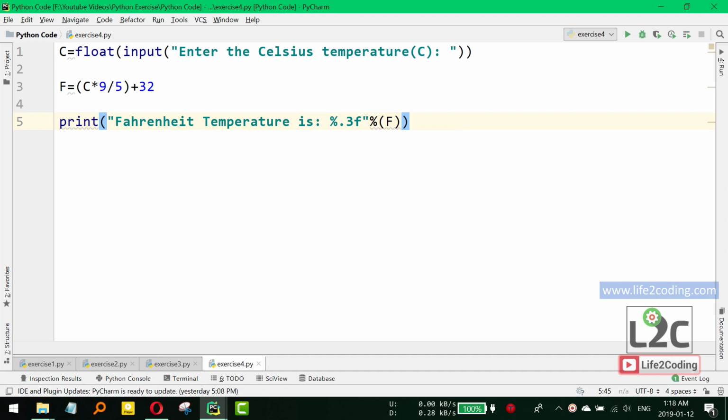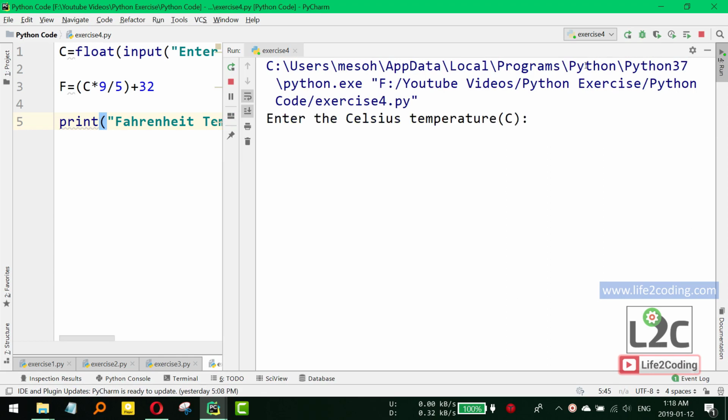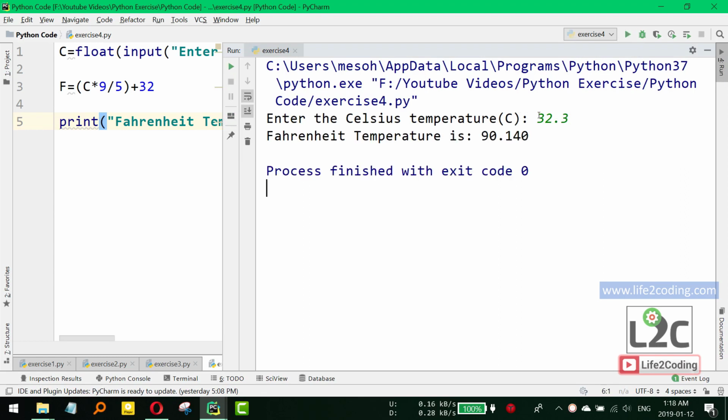And if we now run it, so suppose we would like to give 32.3, suppose, whatever. So as you can see, the Fahrenheit temperature would be like 90.140, and it is displaying the Fahrenheit temperature up to 3 decimal point. And that's it. How to convert the Celsius to Fahrenheit.